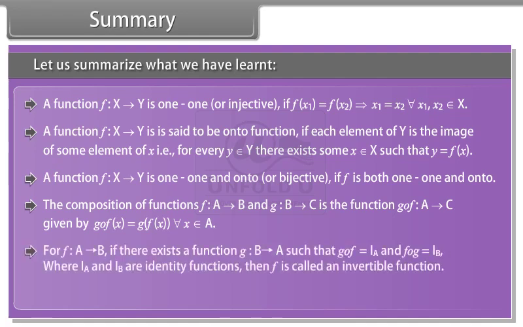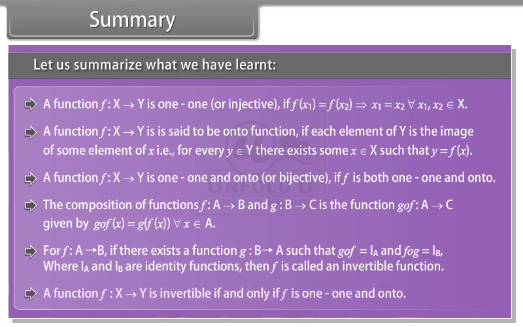For function f from A to B, if there exists a function g from B to A such that gof = IA and fog = IB, where IA and IB are identity functions, then f is called an invertible function. A function f from X to Y is invertible if and only if f is one-one and onto.